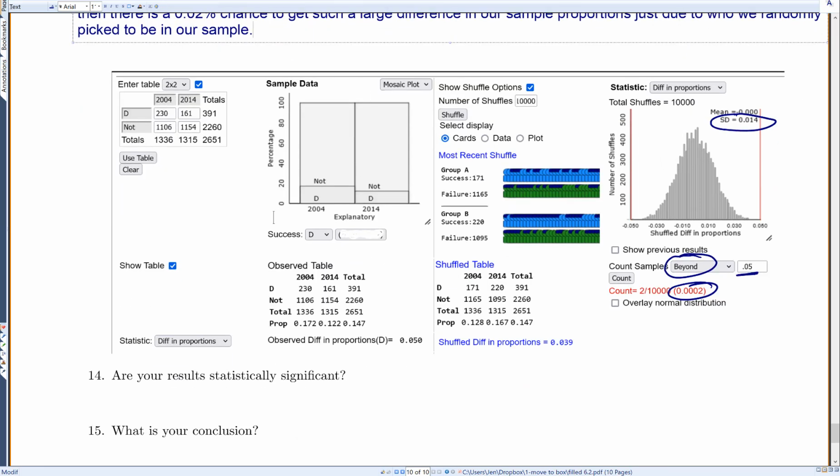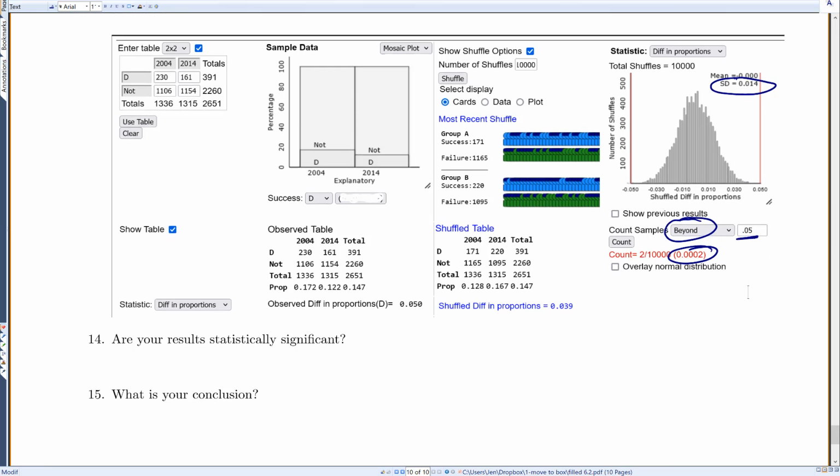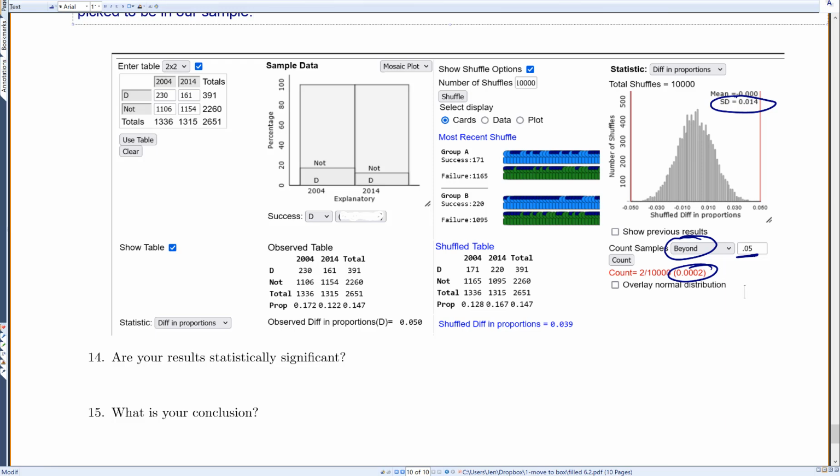I do apologize. If you noticed in the video, I'd accidentally switched the groups. So I have now switched on your notes. So the groups are still the same with 2004 first. So our observed difference was positive 0.05, and we counted samples beyond 0.05. Okay. So are our results statistically significant? Yes, because we have a small p-value.